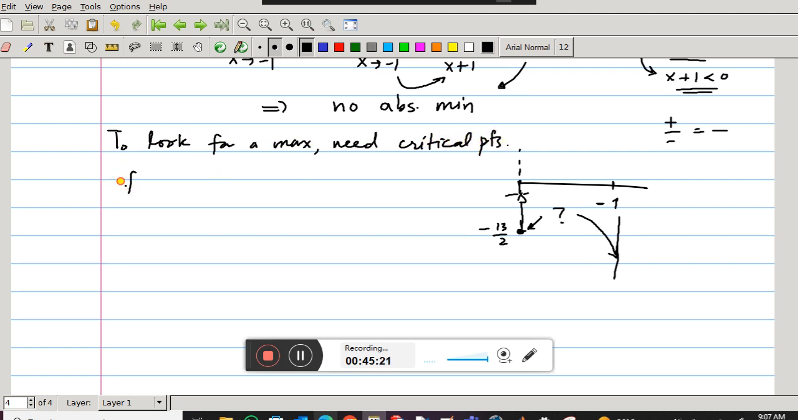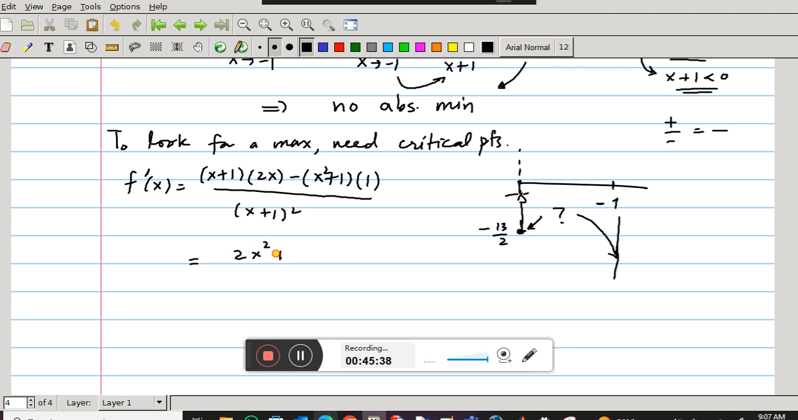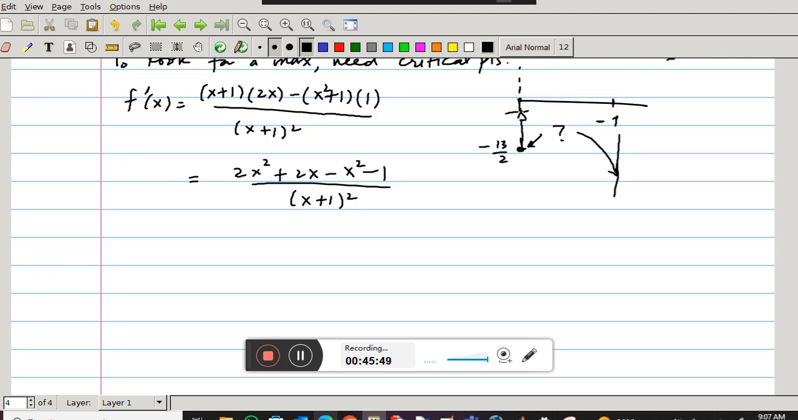So for that, we need f prime of x. F prime x, use the quotient rule. x plus 1 squared, x plus 1 as it is, the derivative of the numerator is 2x, x squared plus 1 as it is, the derivative of the denominator is 1. So I got 2x squared plus 2x minus x squared minus 1 divided by x plus 1 squared. So this becomes x squared plus 2x minus 1 over x plus 1 whole squared.